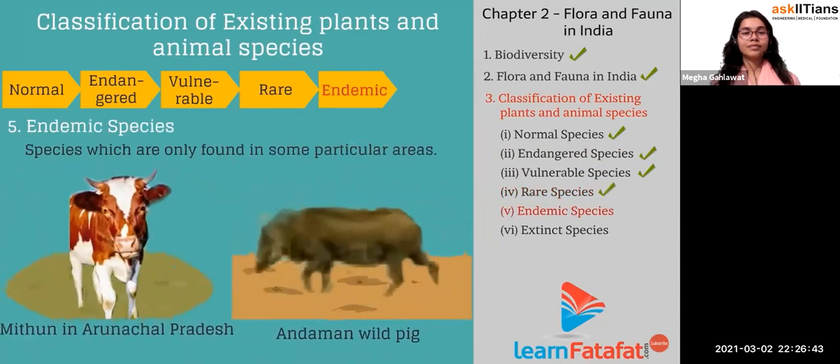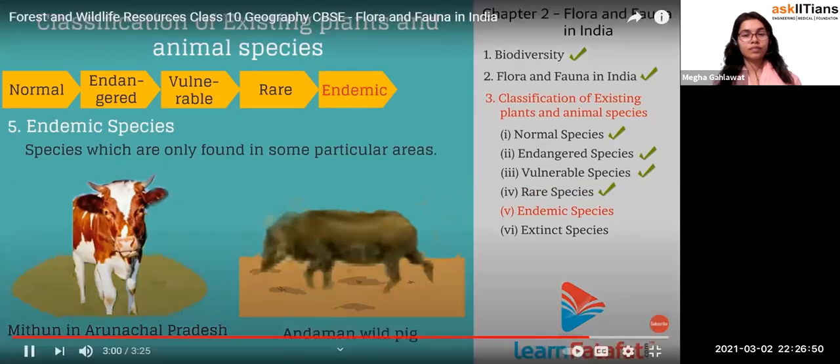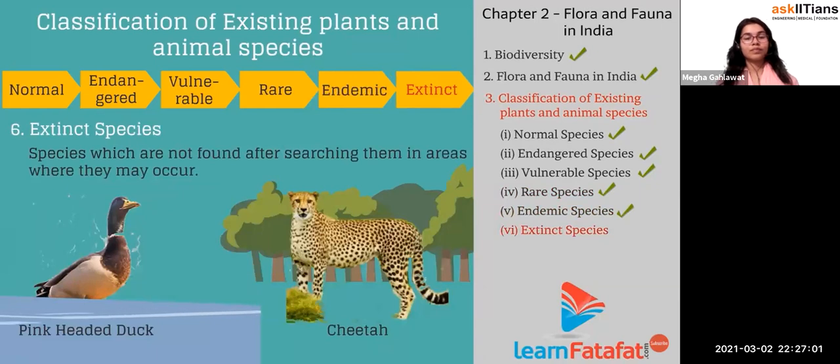Endemic species are those which are only found in some particular areas. Examples are Mithun in Arunachal Pradesh and Andaman wild pig. Extinct species are those which are not found after searching for them in areas where they may occur. Examples are pink-headed duck and cheetah.